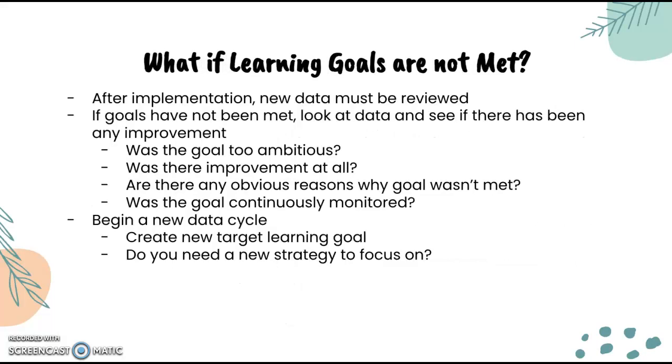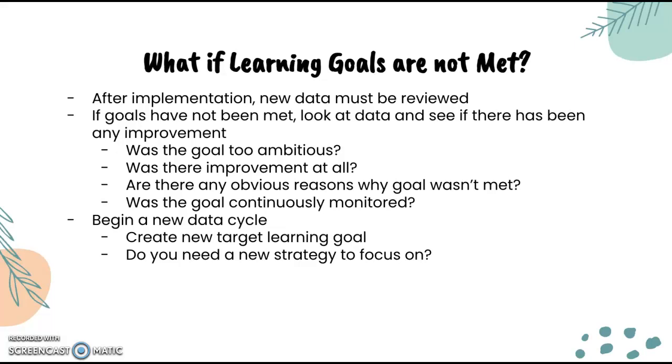Now, after you put them into action, what happens if your learning goals are not met? This happens. After the implementation, you must review your new data, see how successful you were. If goals have not been met, you need to look at the numbers and see if there has been any improvement at all. You need to determine maybe your goal was too ambitious. Was there improvement that you could see? Are there obvious reasons why the goal wasn't met?